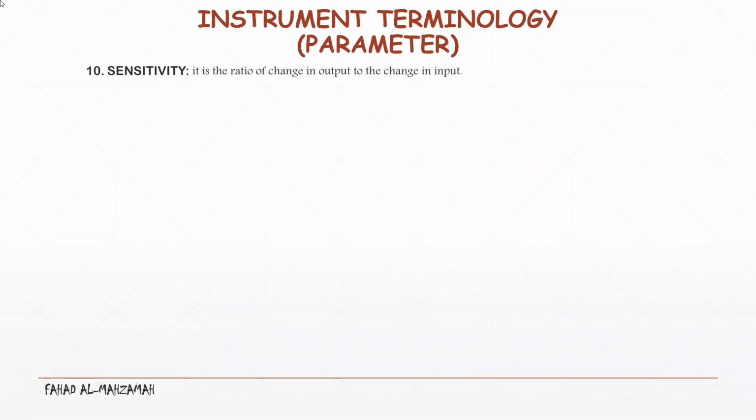Now, the term number 10 is the sensitivity, which is the ratio of change in output to the change in input, and we can compare it with the slope. So the sensitivity formula is you take the change in output divided by the change in input.